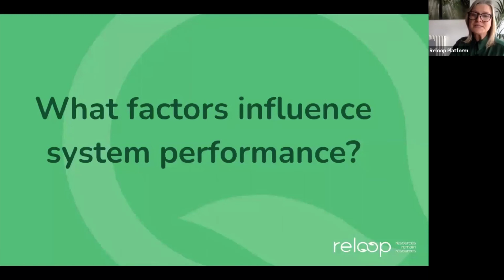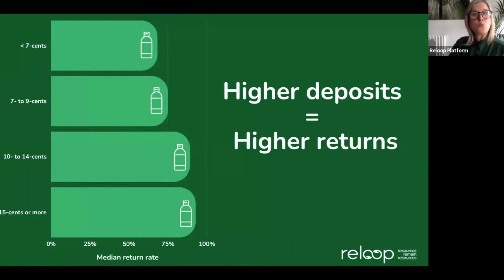What are the influencing factors for performance? Well, clearly, the higher the deposit, the higher the return. Here you can see, based on the stats that we have, we start with a lower deposit at the top, which renders you sort of in the high 60s maybe. As we move to 15 American cents or more, we're talking about getting close to 90%, actually around 93% is what you can get from a more than 15-cent refund.